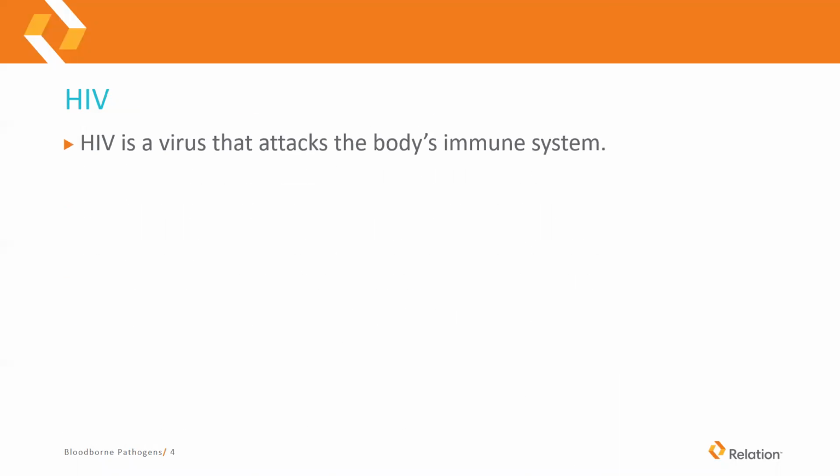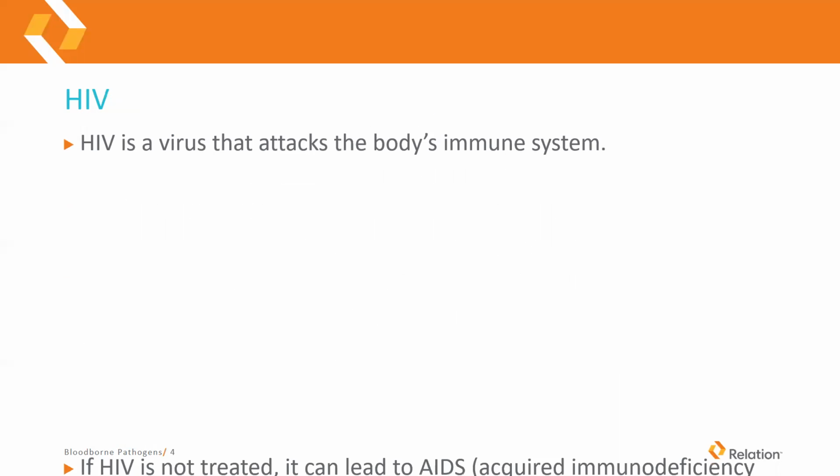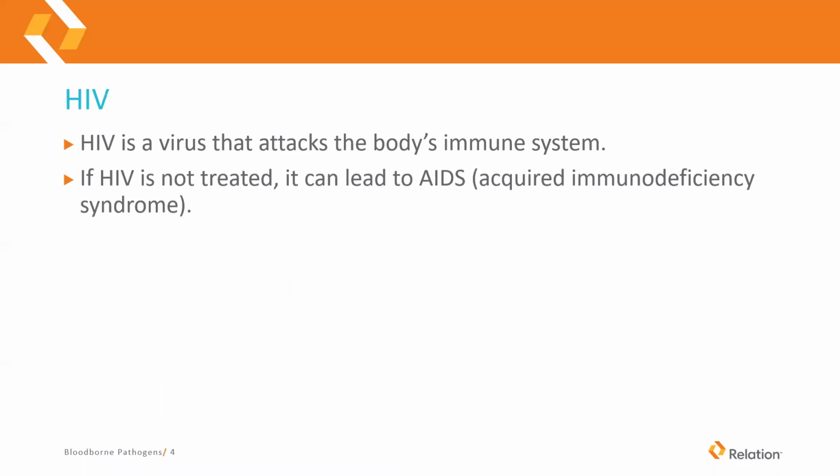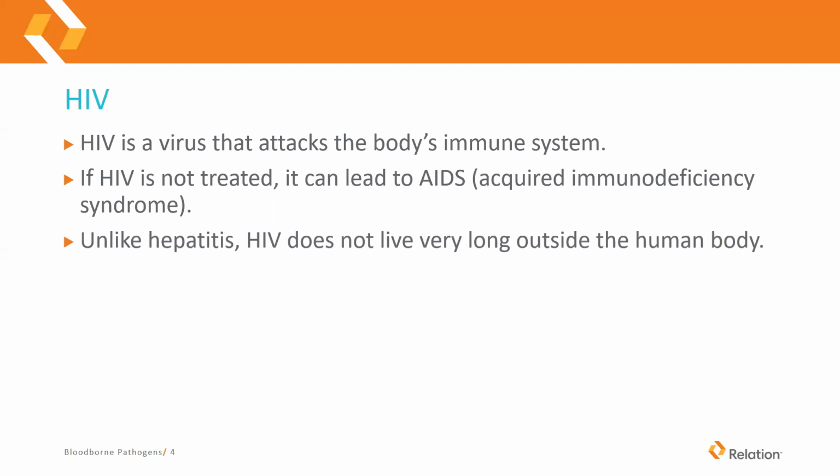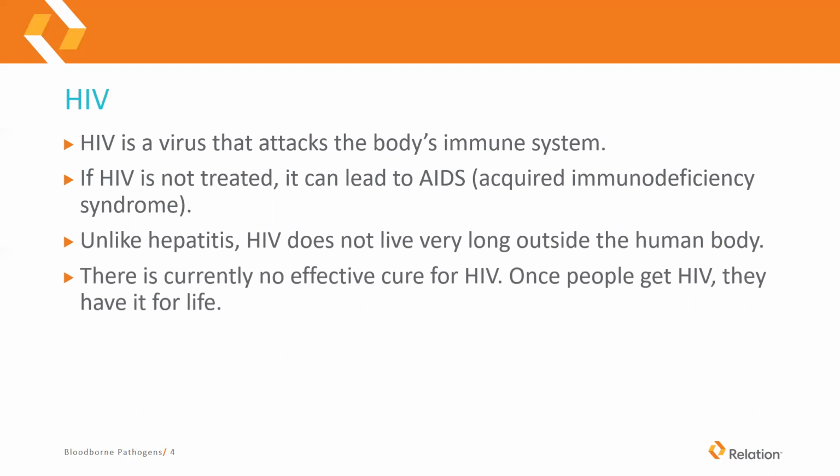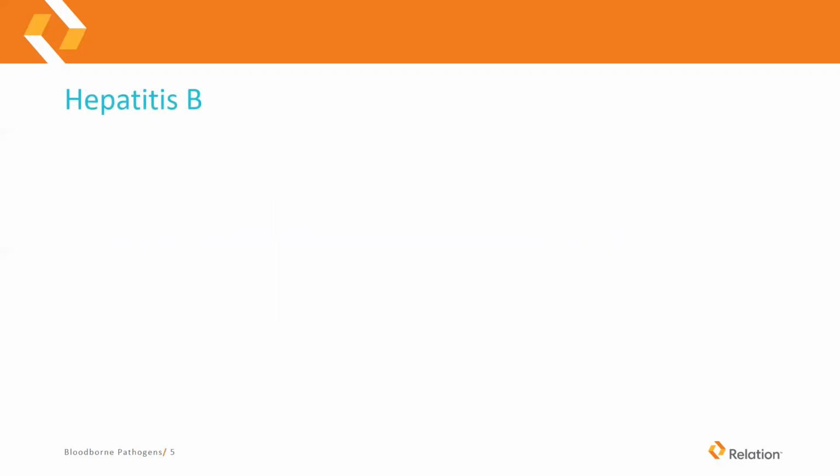HIV. So HIV is a virus that attacks the body's immune system. If HIV is not treated, it can lead to AIDS, which is acquired immunodeficiency syndrome. And unlike hepatitis, HIV does not live for very long outside of the human body, and there is currently no effective cure for HIV. Once you get it, you pretty much have it for life. There are treatments, but it's something that you will always have.